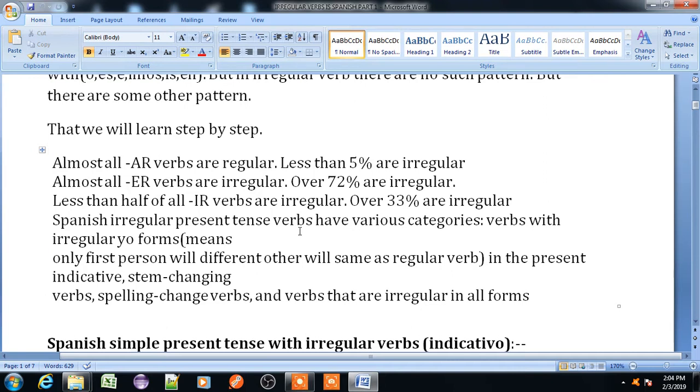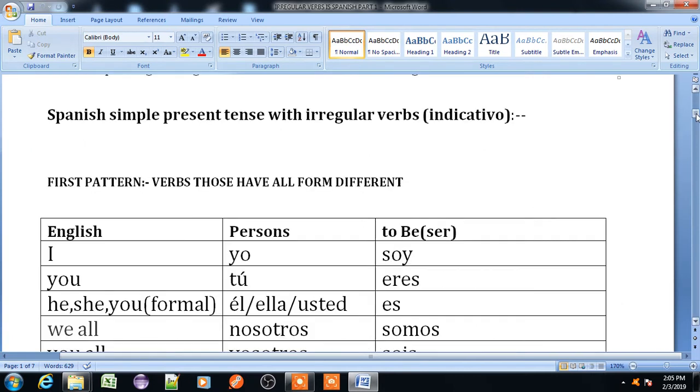Spanish irregular present tense verbs have various categories. The first category is verbs with an irregular yo form, meaning only the first person form does not follow the pattern, while the other forms follow the regular pattern. Other categories are present indicative stem-changing verbs, spelling change verbs, and verbs that are irregular in all forms.